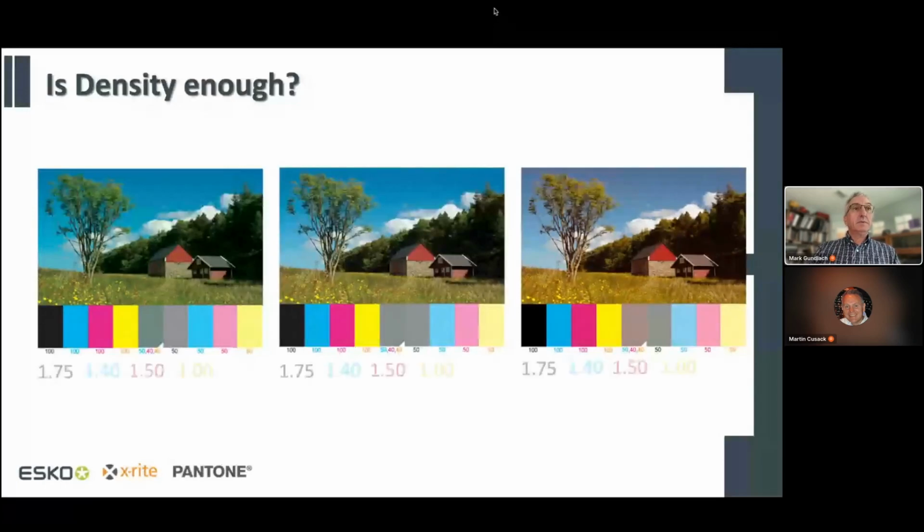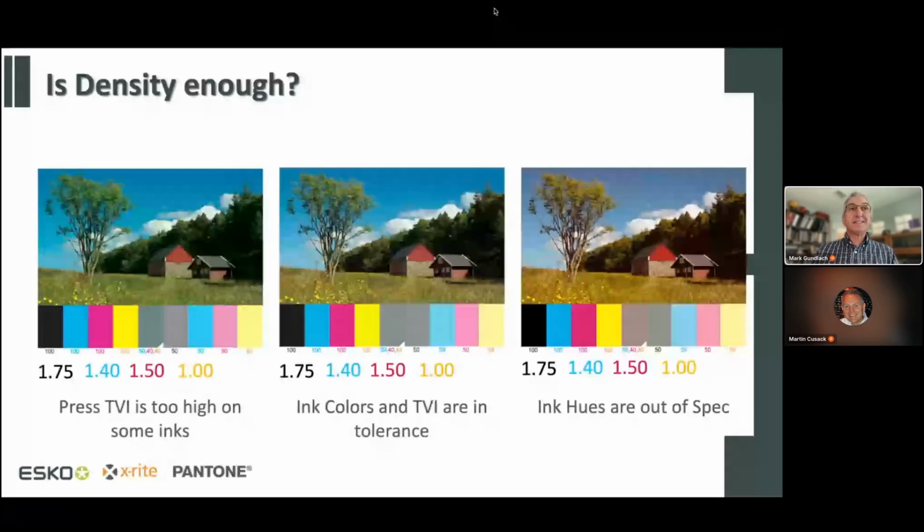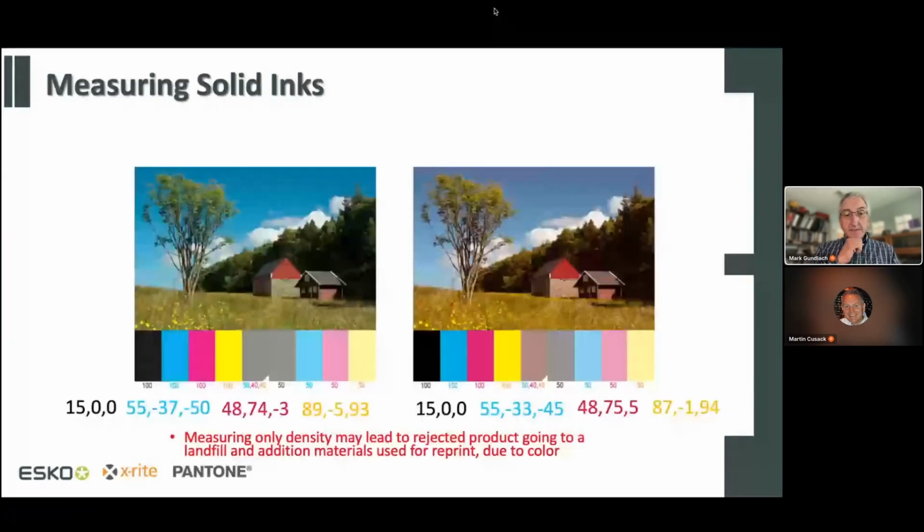When the ink colors and the TVI drift out of tolerance, the density is not going to tell you if it's looking wrong, okay? We can hit these densities all day long and think we're right on the numbers, but in fact, these look very different. Taking a look at just these two, the LAB values of the inks are very different. So measuring density alone could lead to rejected product that ends up in the landfill, increases the amount of waste, slows down production, and makes customers unhappy.